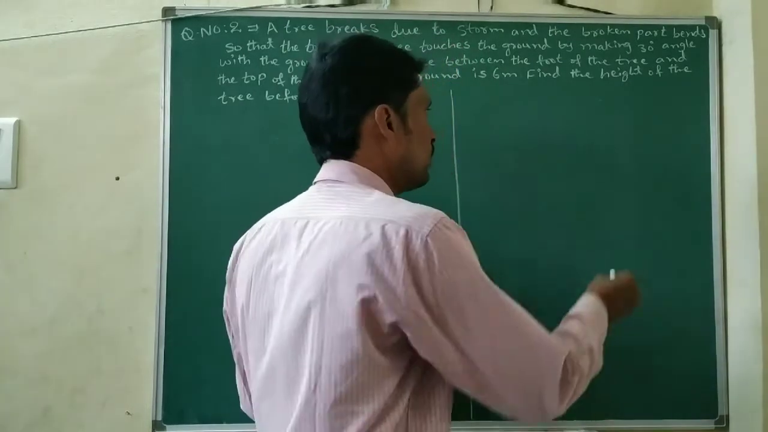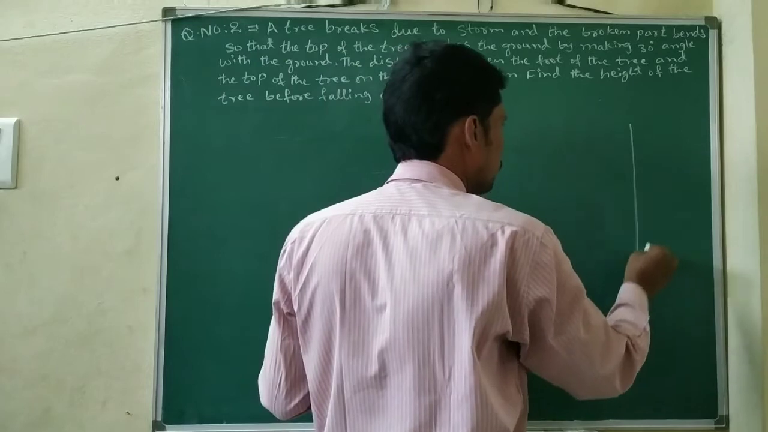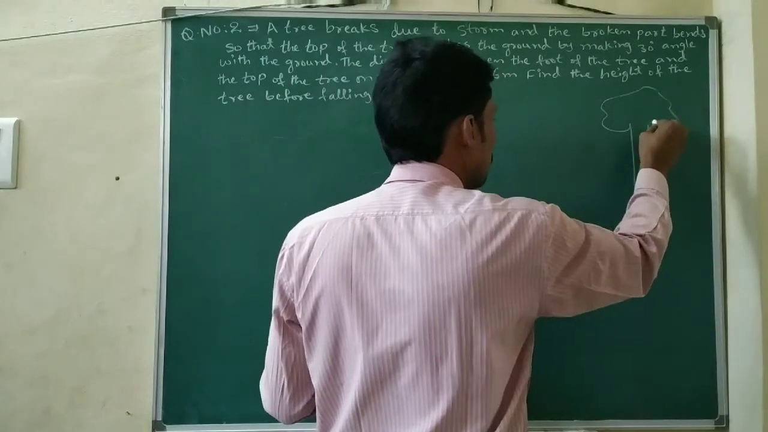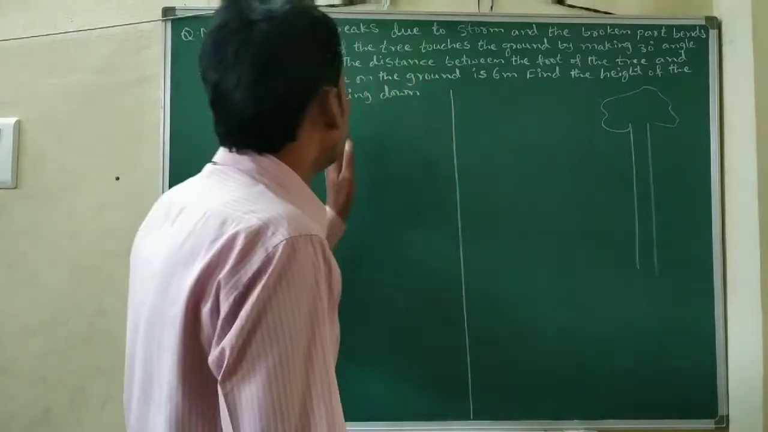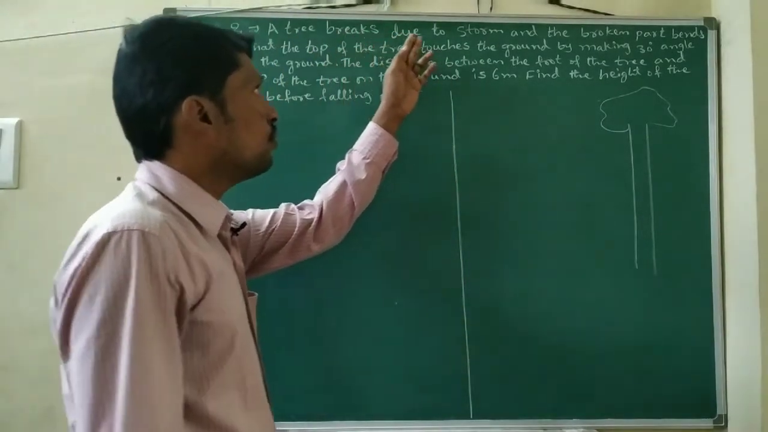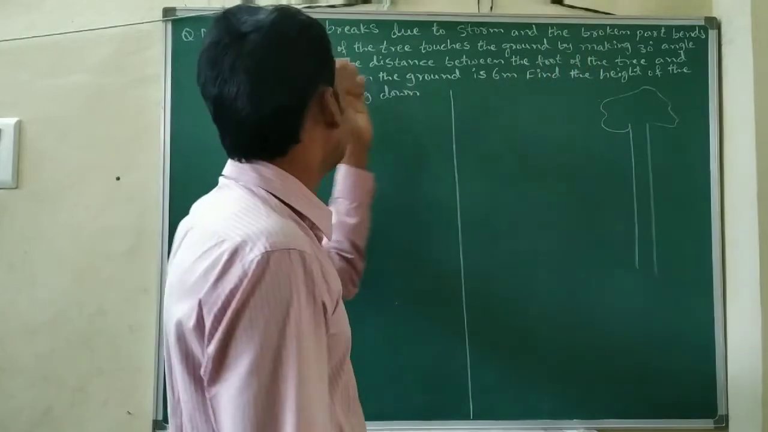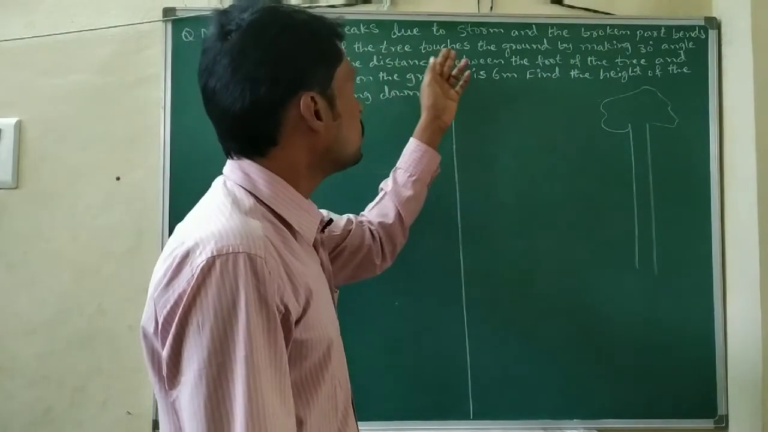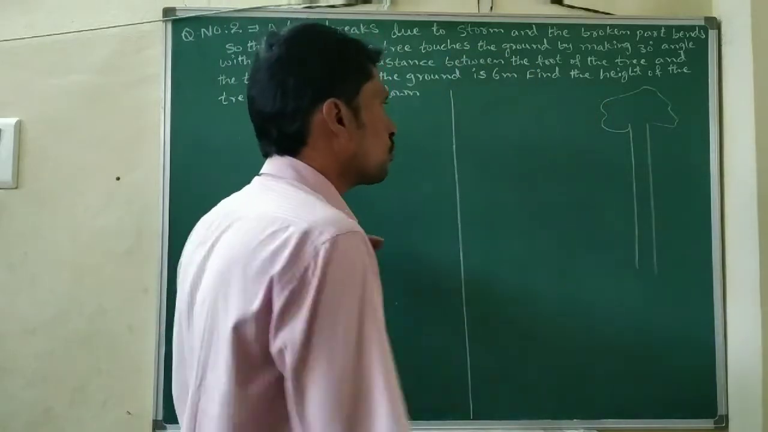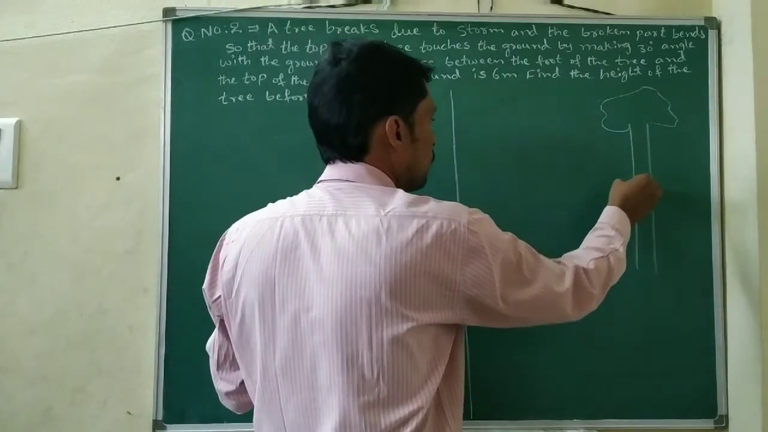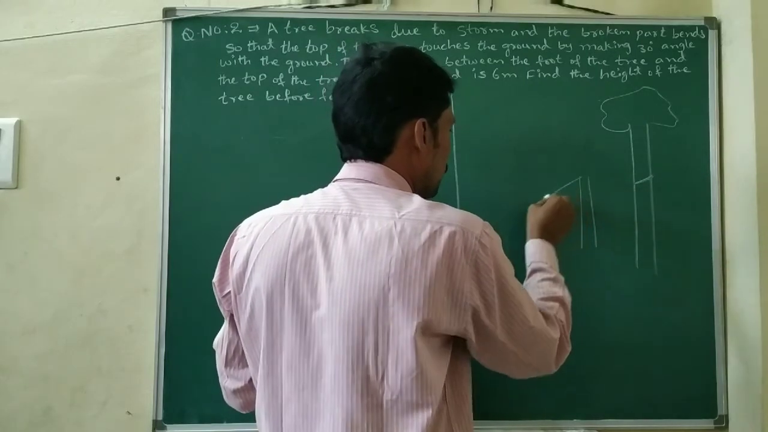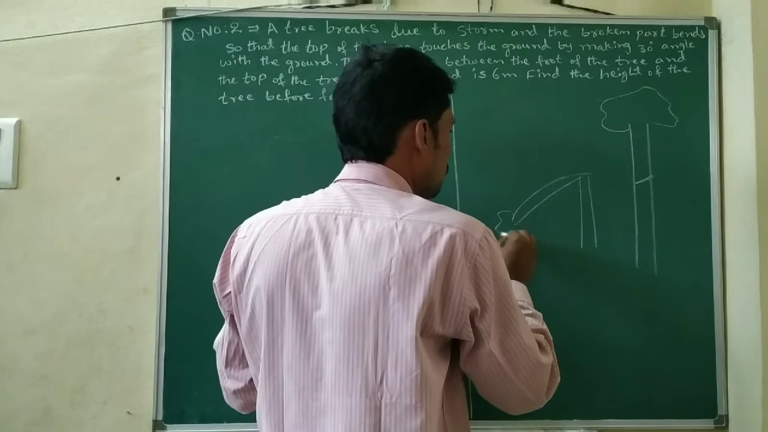Here one tree is there. For example, this is the tree. So here the tree breaks due to the storm and the broken part bends so that the top of the tree touches the ground. So some part is broken, for example, up to here it is broken. So like this, that broken part touches the ground.